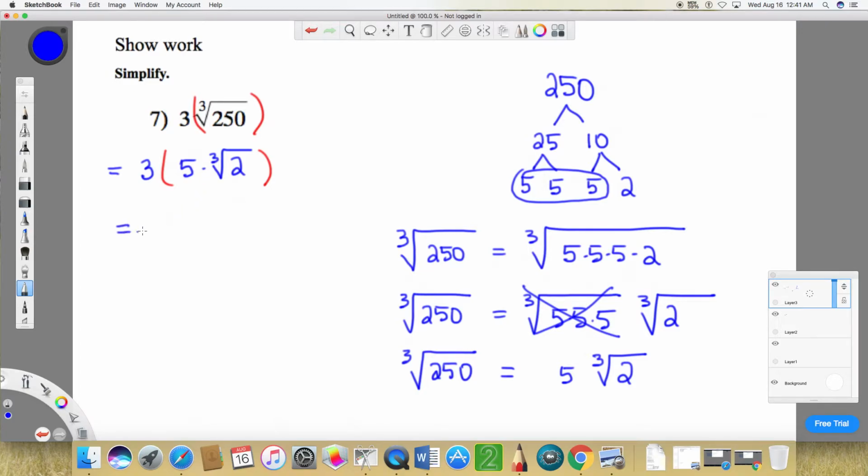All right, so here I can multiply 3 times 5 because they're not underneath any radical, and 3 times 5 is 15. I don't want somebody to think that this is 15 cubed, so I'm going to put a dot there, or I'm definitely going to put that 3 in real tight and real close to this radical. So there's our final answer, and I hope that helps.